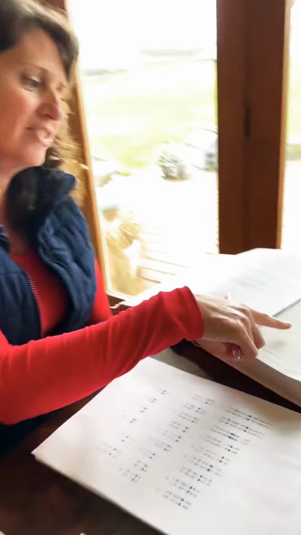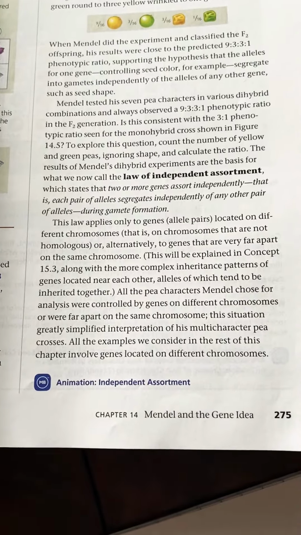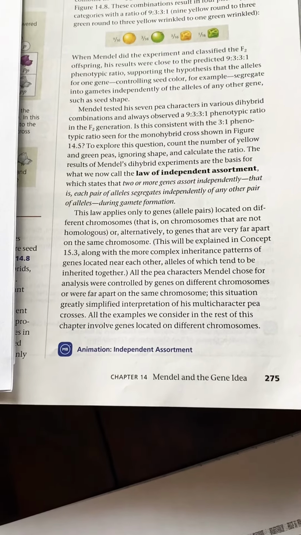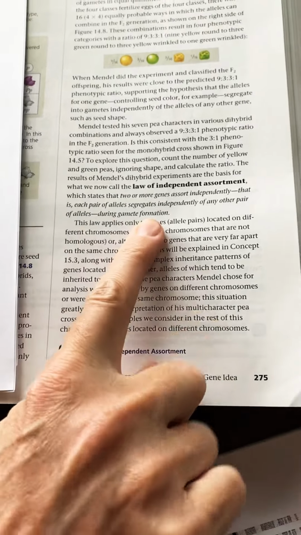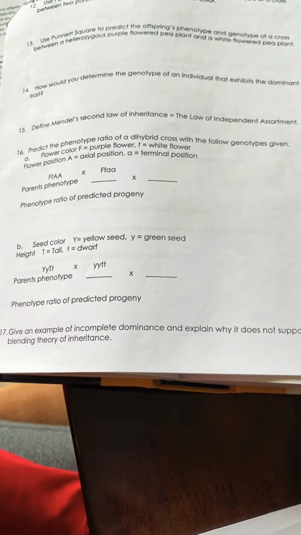So today's lecture is going to be on the law of independent assortment, dihybrid crosses. We'll take a look at those as you read and make flashcards for Monday's assignment. We'll start with the definition of the law of independent assortment that's in your book. It states two or more genes assort independently. So when we're talking about two different genes, two different traits, they can sort independently during gamete formation. This is referring to question number 15 in your study guide, and then we'll move to question 16 also.